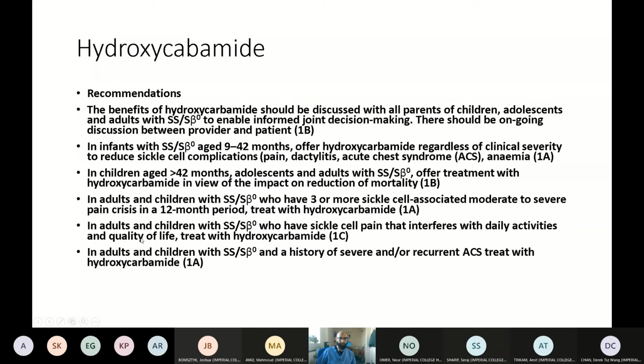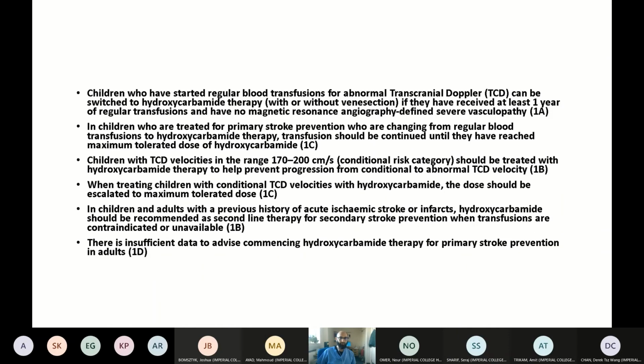And in adults and children who've had sickle pain that interferes with daily activities and quality of life, treat, again, pretty prescriptive. And in patients with a history of severe or recurrent acute chest syndrome, treat with hydroxycarbamide. So these have been for some time now the kind of indications that we would normally offer hydroxycarbamide for. But I think that these guidelines go a step further and say that we really should be pushing hydroxycarbamide more in these patients.